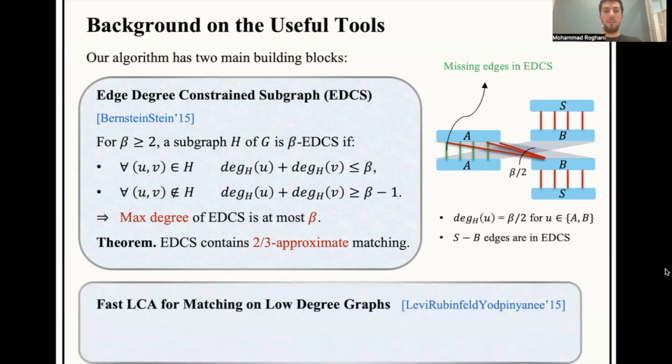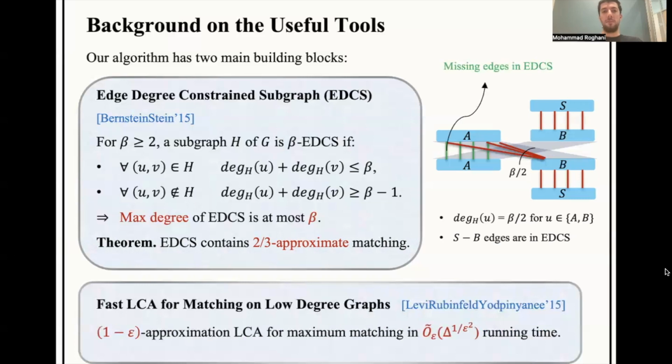The second useful tool for our algorithm is the fast LCA for matching on low degree graphs. LCA is the local computation algorithm. It was introduced by Levi, Rubinfeld, and Mansour in 2015. They gave a 1 minus epsilon approximate LCA for maximum matching in delta to the 1 over epsilon cubed running time. In the LCA model, we can query the matching status of a vertex, and if we query all the vertices, the results should be consistent with each other, and the algorithm should return the matching edge for that vertex if it's matched.